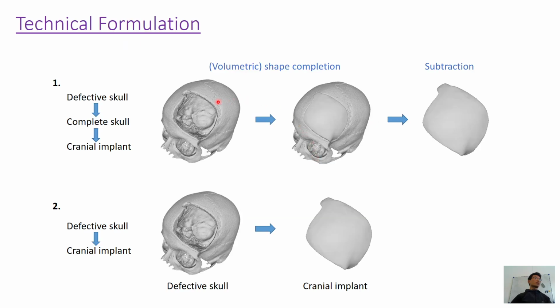So, how can the medical problem, cranial implant design, be technically formulated? On the one hand, designing a cranial implant is equivalent to restoring the missing portion of a defective skull. The implant can then be obtained by taking the difference between the two skulls. In this sense, cranial implant design can be formulated as a shape completion problem. On the other hand, the missing portion can also be predicted directly without the intermediate step of completing the defective skull.